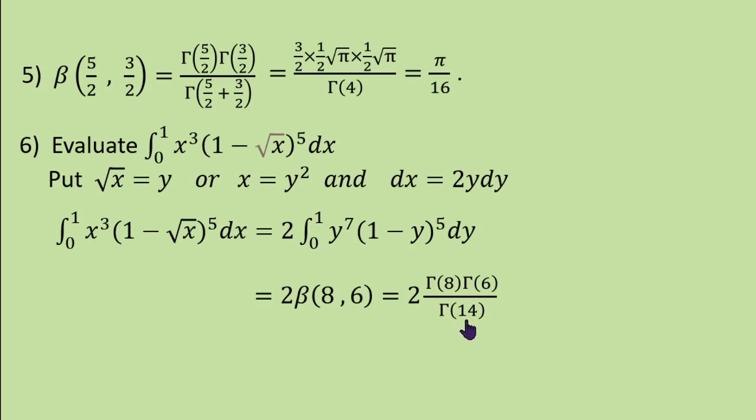So 2 times beta 8 comma 6, that is 2 into gamma 8 gamma 6 by gamma 8 plus 6, that is 14. Again for the integral value, gamma n is n minus 1 factorial, therefore 2 into 7 factorial into 5 factorial divided by 13 factorial. Substitute in the calculator, so you will get the answer 1 by 5148.